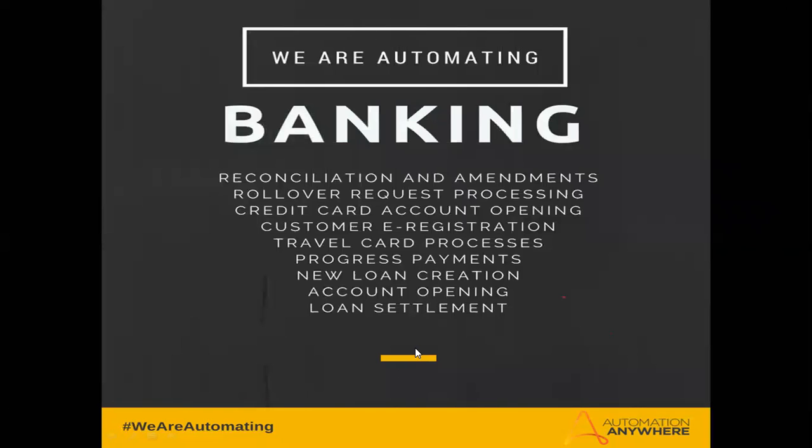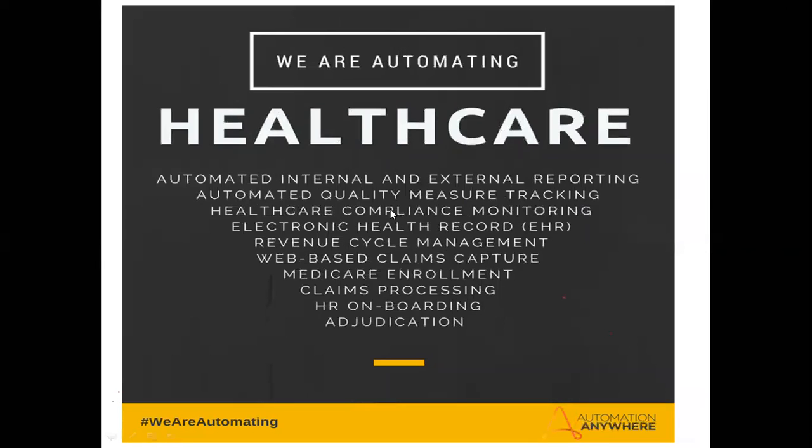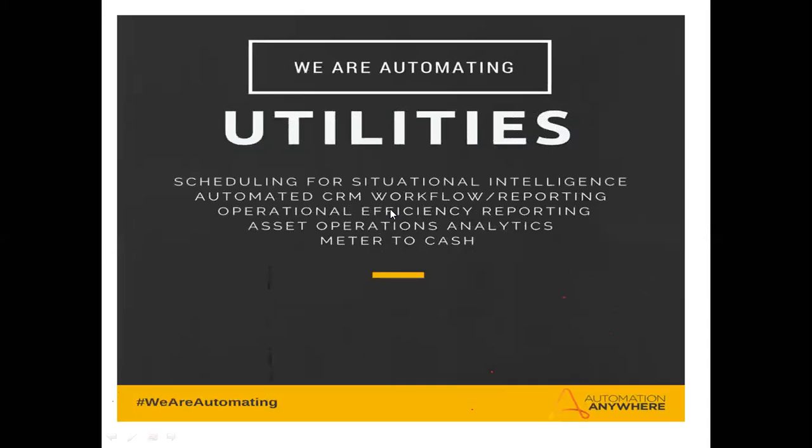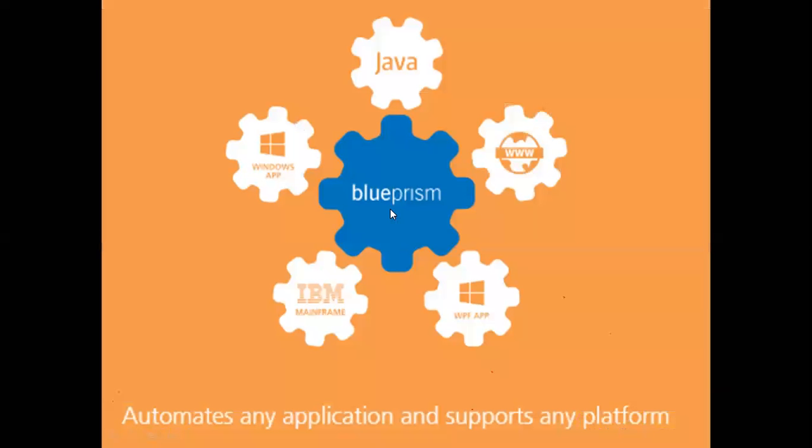So now we can see the automation is happening in the banking sector, healthcare sector, insurance, logistics, utilities, and retail industry. These all places. So I've just gone through what things can be automated in the business right now. Now, Blue Prism. Now we have just entered into exactly our part.